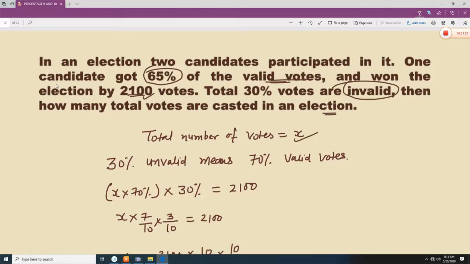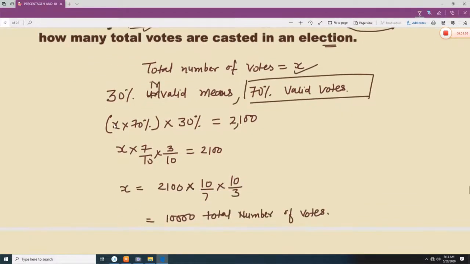If 30% votes are invalid, it means 70% votes are valid. Now out of this 70%, 30% votes are the difference, that comes to 2100. So 70% means 70 over 100, that comes to 7 over 10, and 30% is nothing but the 3 over 10. So it is 2100. That is going to come 10,000 is the total number of votes.